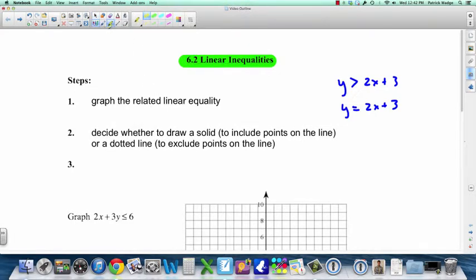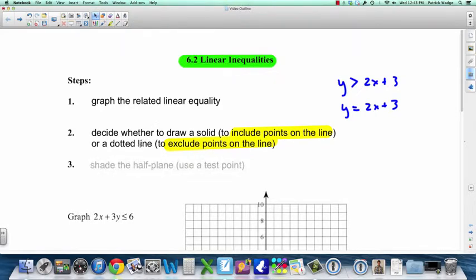Okay, the second step is you would decide whether to draw a solid line or a dotted line. So, when you draw your line, I said you started by drawing y equals 2x plus 3. You're going to set up all the points, and then before you join them, you're going to say to yourself, should I be drawing a solid line or a dotted line? And you will draw a solid line if you need to include the points on the line, and you draw a dotted line if you want to exclude the points on the line. In other words, it doesn't include the points on the line, and I'll explain that in a second.